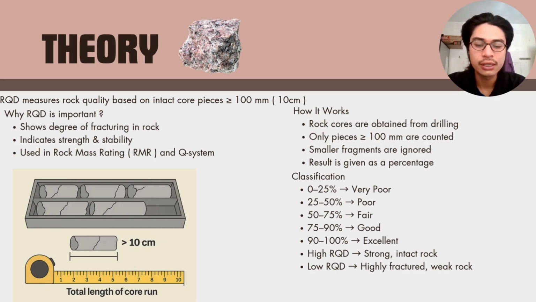So here's the classification based on the percentage of the RQD. 0 to 25% is very poor. 25 to 50% is classified as poor. 50 to 75% is fair. 75 to 90% is good, while 90 to 100% is excellent. High RQD means strong and intact rock, while low RQD means highly fractured and weak rock.